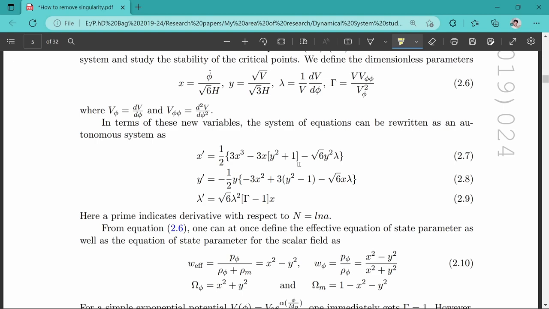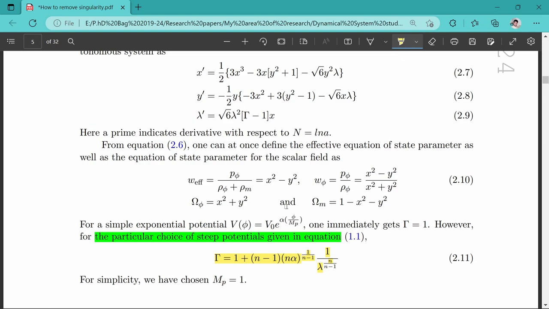Now we have other cosmological parameters like the equation of state. In this case, the total equation of state becomes p phi plus p m over rho phi plus rho m, which is x square minus y square. And similarly, the quintessence equation of state. So there are two equations of state: one is the field equation of state, and another is the effective equation of state of the total system. Omega phi is always defined as the ratio of pressure over density, so the field equation of state will be x square minus y square over x square plus y square.